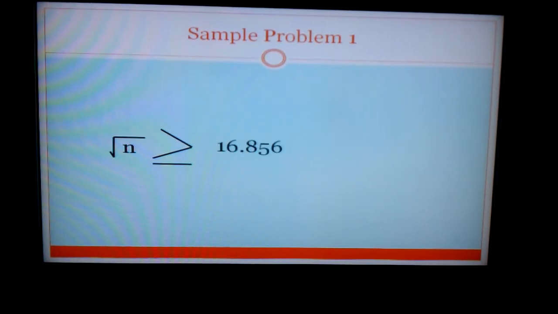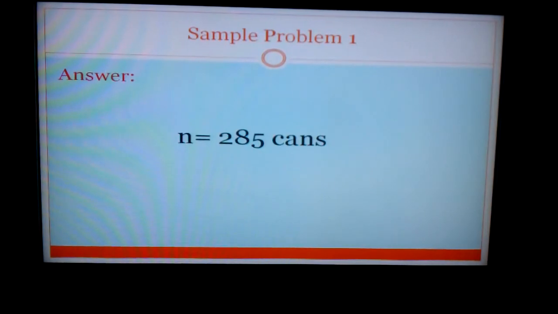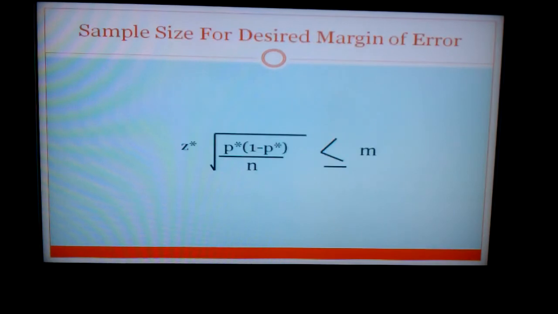When we solve that, we get 16.856. Then we square both sides, and we get n is greater than or equal to 284.125. Because n is a whole number, we must round to 285 cans. And our final answer is n is equal to 285 cans.